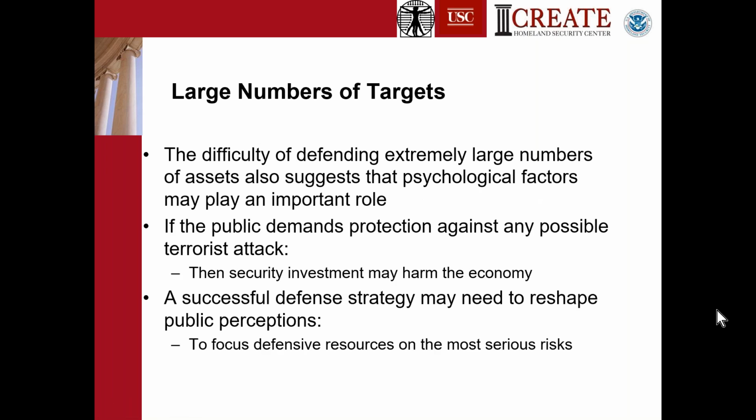The difficulty of defending large numbers of targets also suggests that public risk perception plays an important role. If the public demands protection against any possible terrorist attack, then we could bankrupt our economy by trying to protect huge numbers of targets. So a successful defense strategy also needs to focus on public perception and be able to explain to the public that DHS or state and local agencies are focusing their resources on the most serious risks, but not trying to protect against everything.